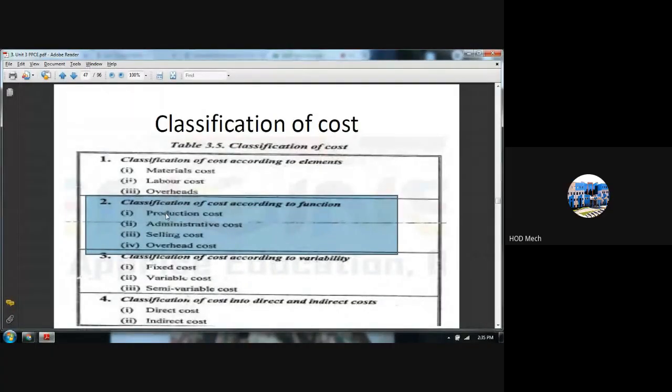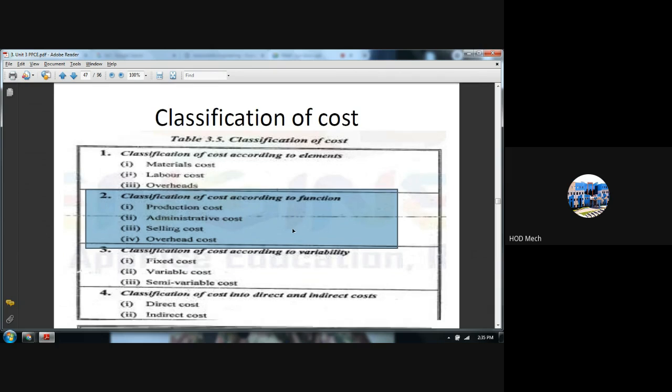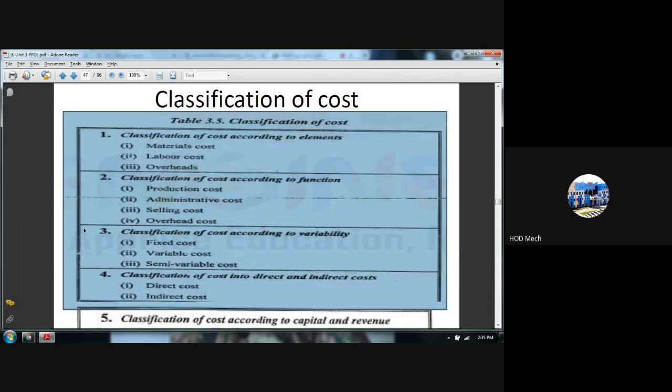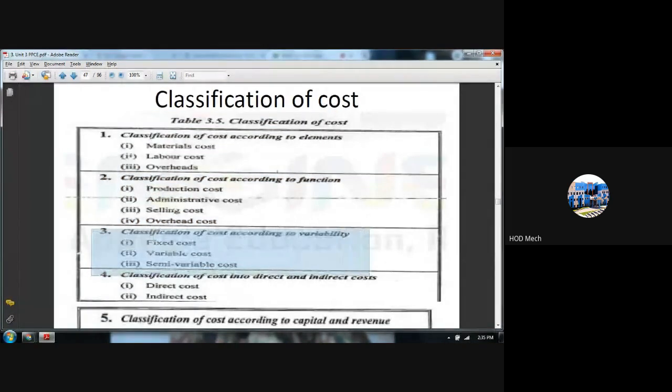Then overhead cost. Overhead costs are the costs that are incurred which cannot be brought under these segments. That is called overhead cost. The second classification is according to function. Third one is classification of cost according to variability.